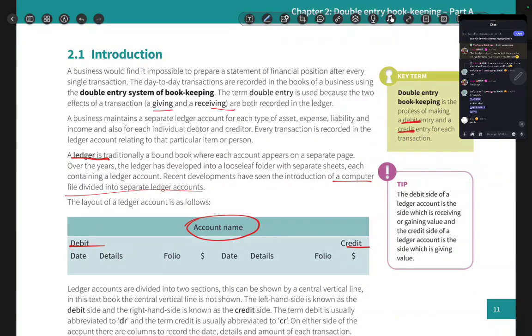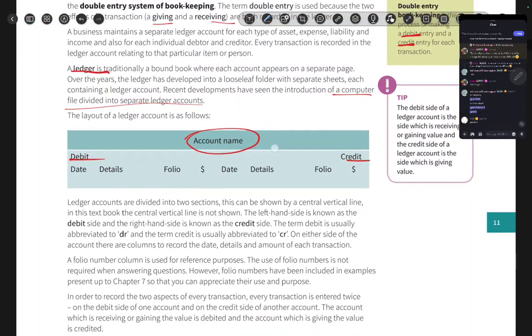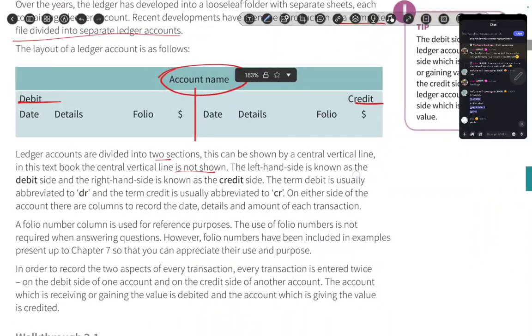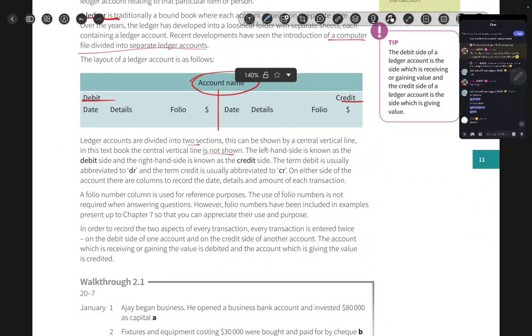The reason why we have double entry is because there's a giving and a receiving. And now let's look at debit and credit. Ledger accounts are divided into two sections. The first section and second section can be shown by a central vertical line, something like this. The vertical line is not shown because it's just a textbook. I mean, probably looks better this way.